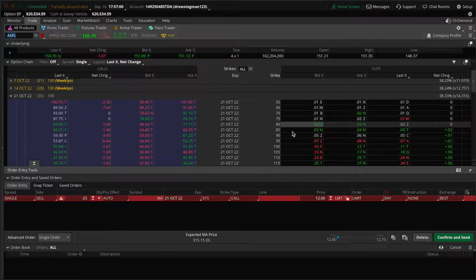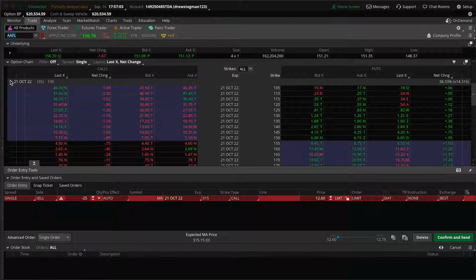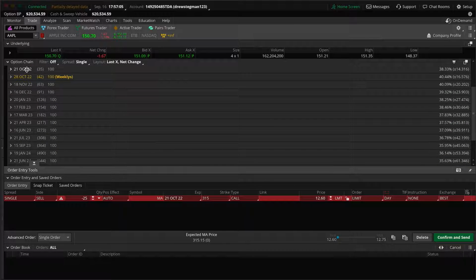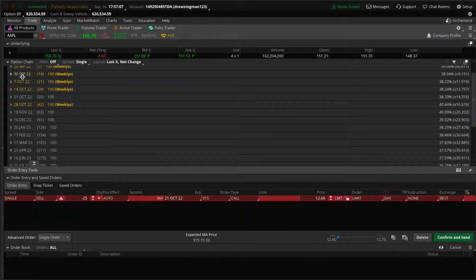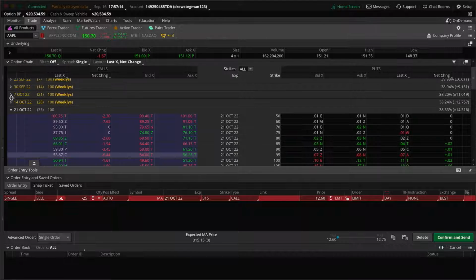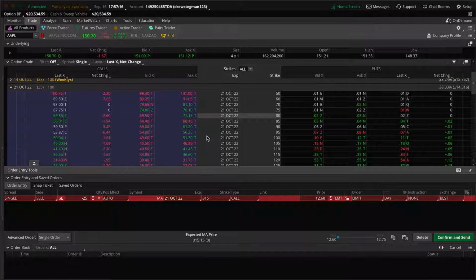What we're looking at here is, let's go out to the expiration that's about a month out. It's a little bit more than a month out, so we're going to go to the 21st of October expiration. Today is September 16th, and we're going to look for an option to sell. We're going to assume that we already own, or that we're looking to get long, 100 shares.